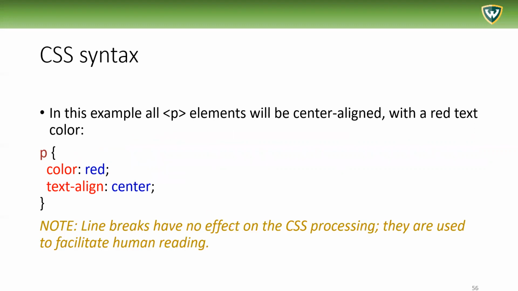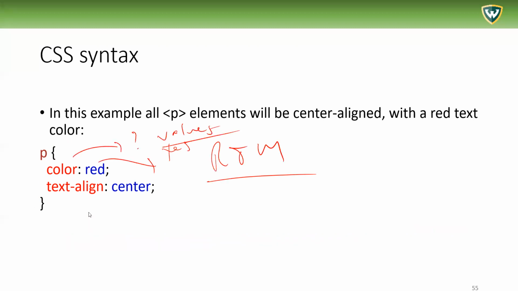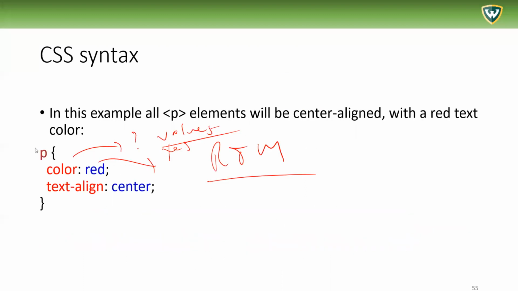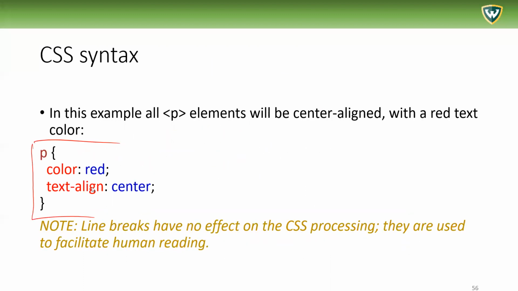Note that line breaks have no effect on the CSS processing. They are used to facilitate human reading. Usually we're going to see it in this kind of style: P, open brackets, then on the next line you put the content, and then you close the brackets. Notice how this is different from this here. You can put it all in one line, or you can break it up like this to facilitate reading.